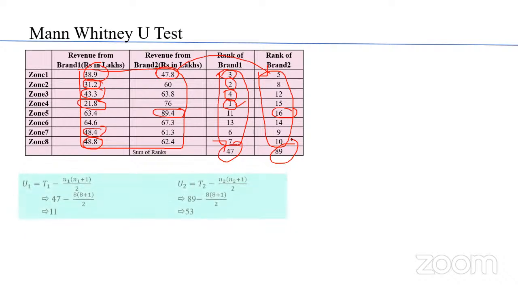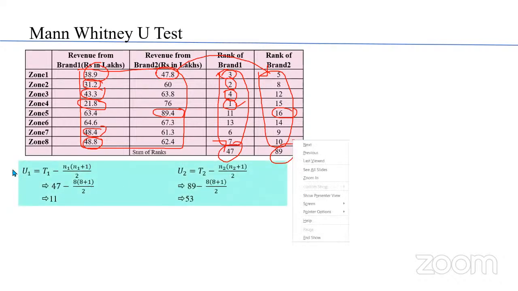I have already mentioned you have to find U1 and U2. U1 is T1, the sum of ranks of the first sample, minus N1 into N1 plus 1 divided by 2. We know that the sum T1 is 47. Just now we calculated 47 minus the number of observations, 8, into 8 plus 1 divided by 2. This has given a value of 11.